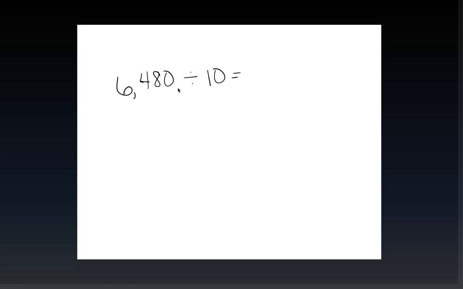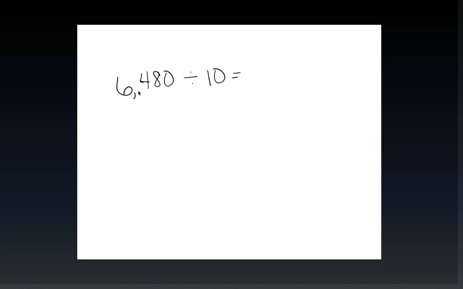Now, when we're multiplying, the numbers get bigger. Our answers get bigger when we multiply. When we divide, what do they do? They get smaller, because we're taking this and we're breaking it into groups. So we're making our answers always smaller when we divide.